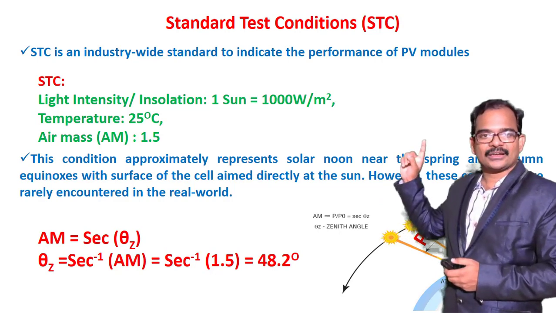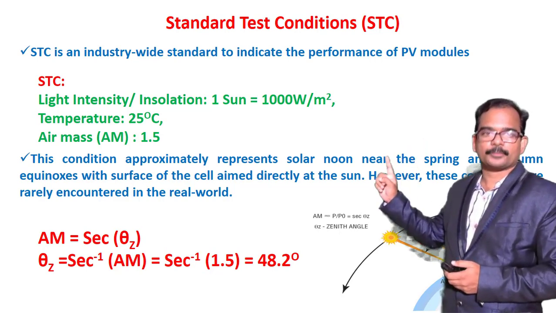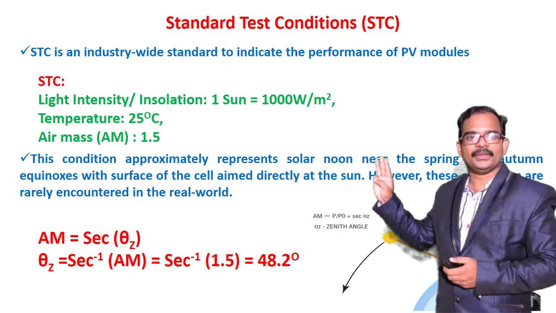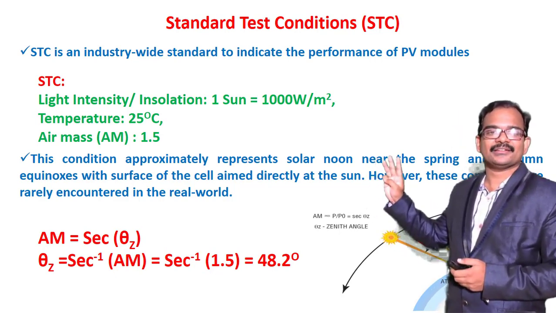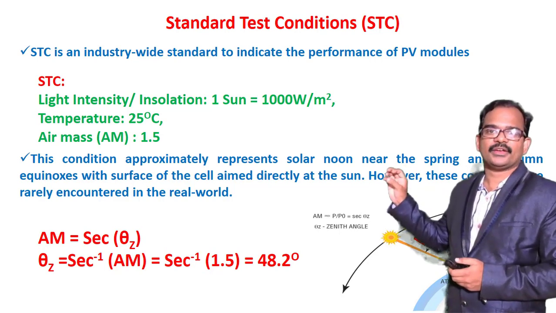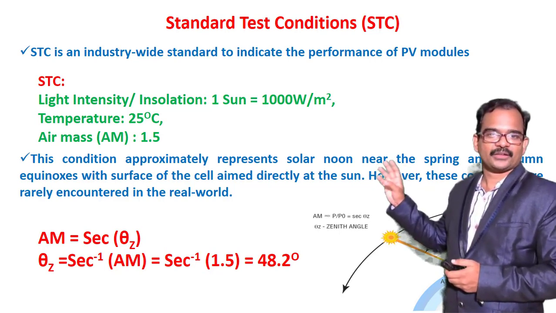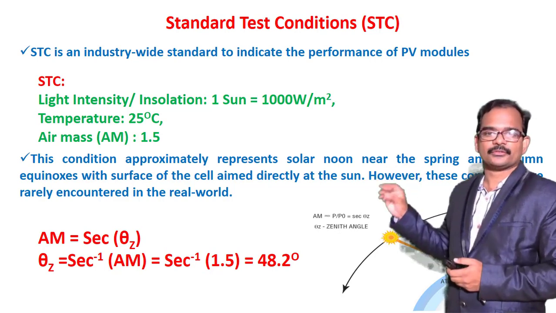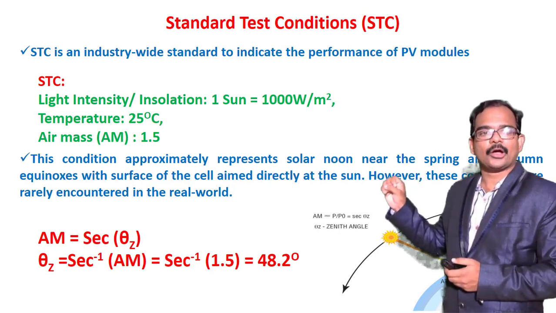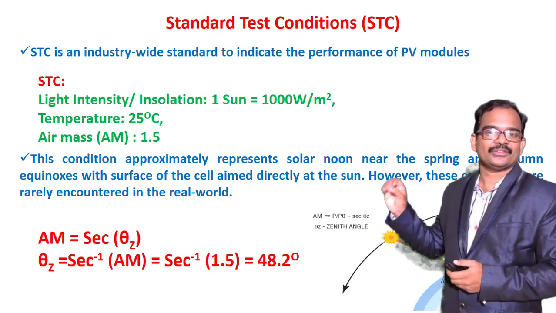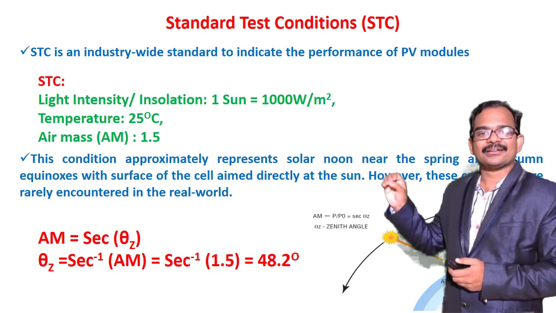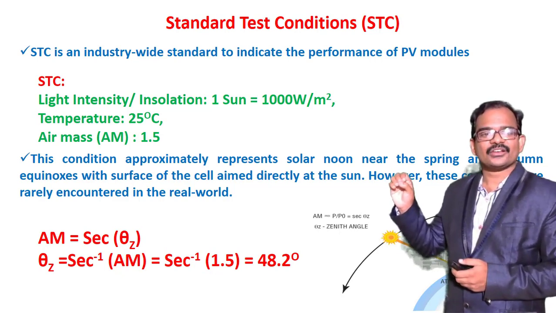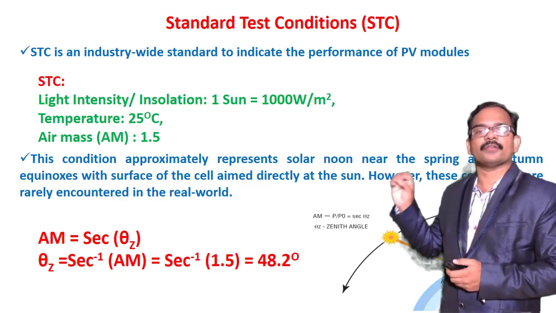Right. So the solar light intensity should be 1000 watt per meter square, the temperature should be 25 degrees centigrade and air mass should be 1.5. All these are the standard test conditions of PV modules. Right. The conditions approximately represent the solar noon near the spring and autumn equinoxes, with the surface of the cell aimed directly at the sun. However, these conditions are rarely encountered in the real world.